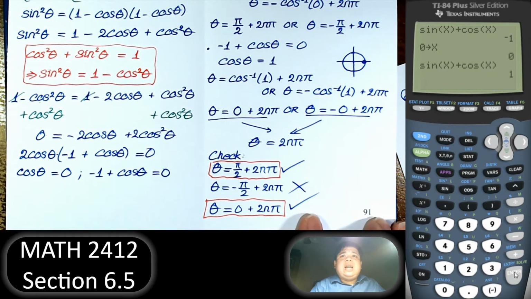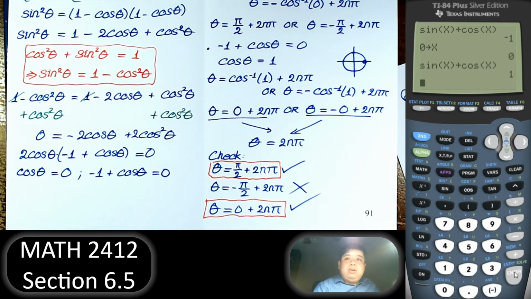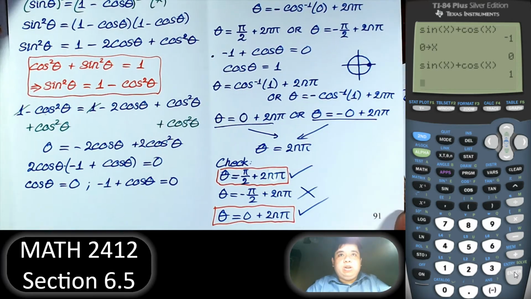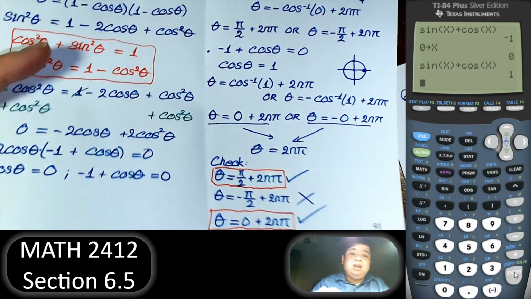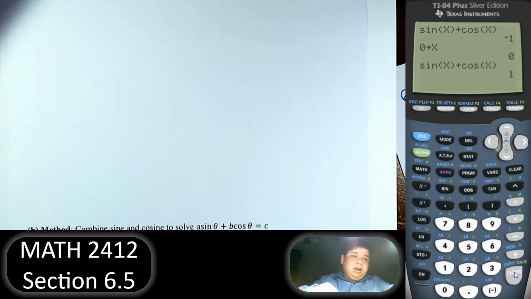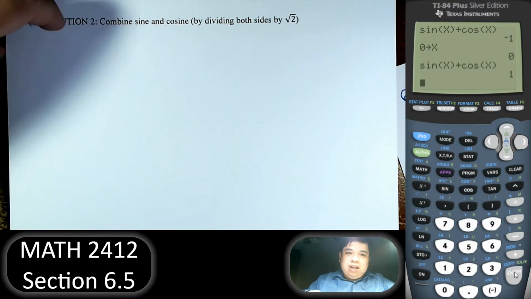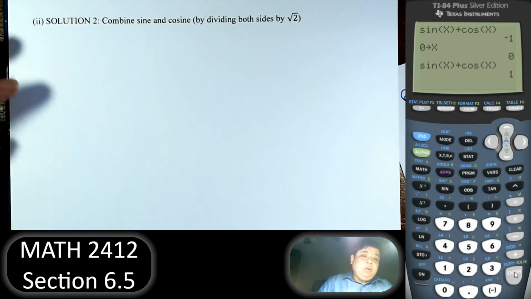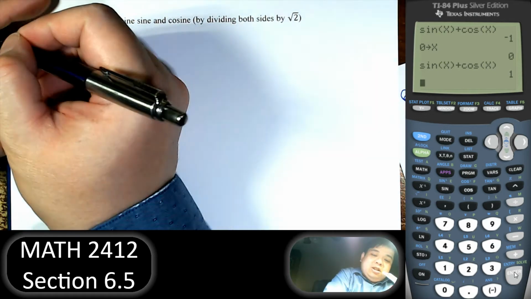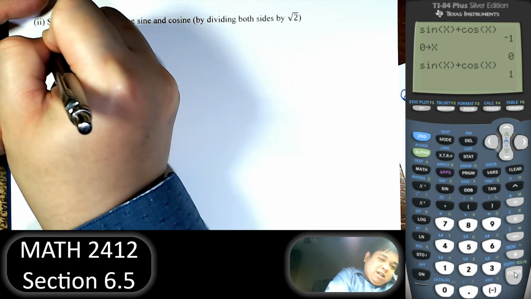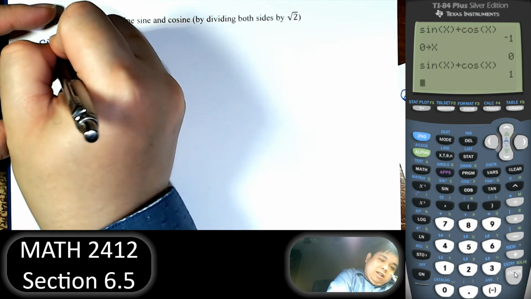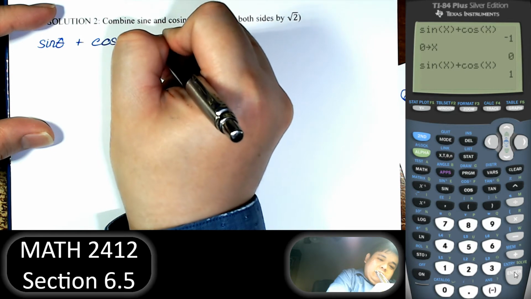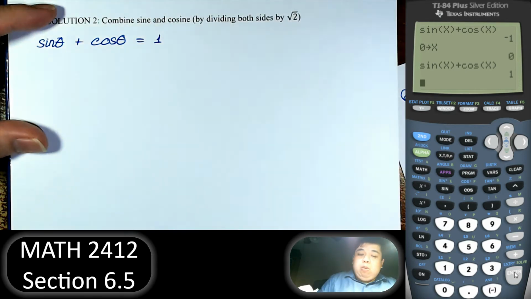And you say, what does that have to do with the sine of a sum or a difference or cosine? Well, this is one way to do it, what we learned on the previous section. Now, another way to do this is to combine sine and cosine. So now this is a little more elegant. Sine plus cosine equal to 1. And the hint here is divide both sides by square root of 2.